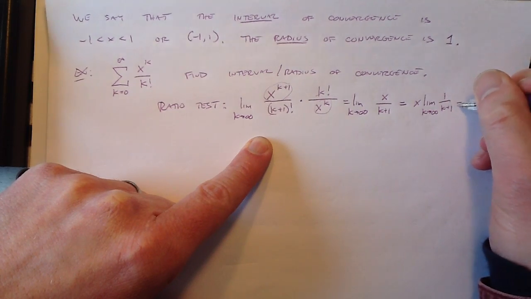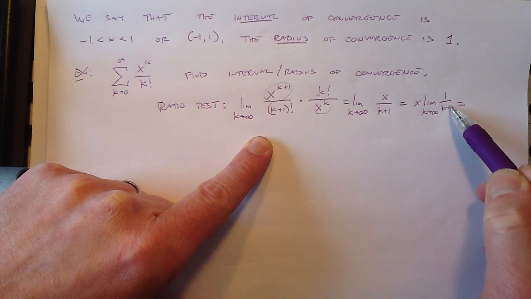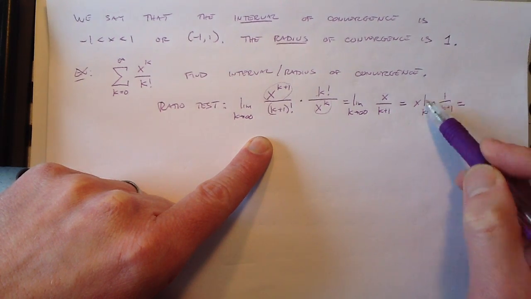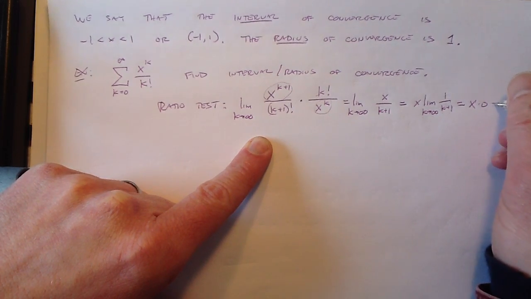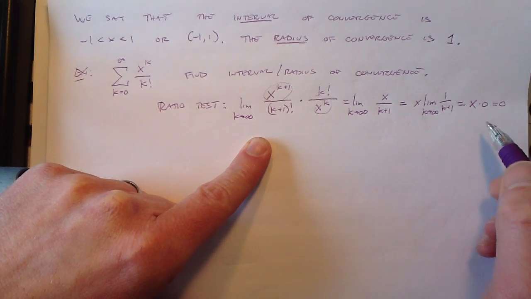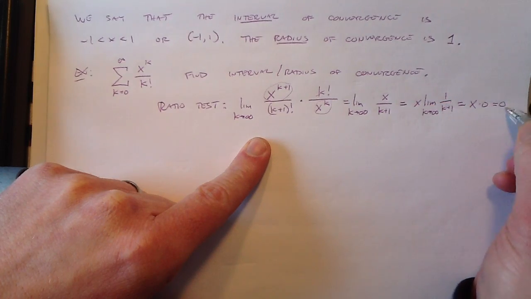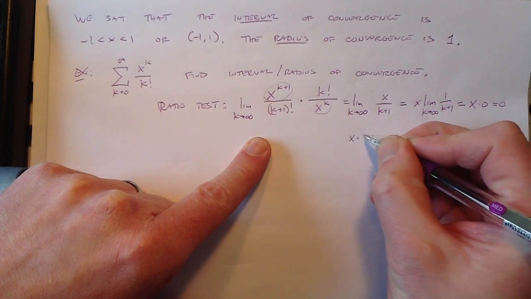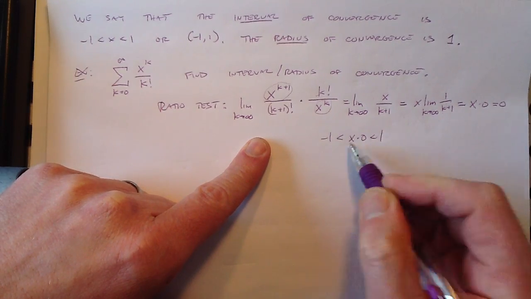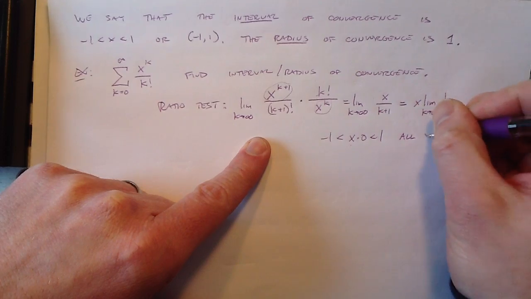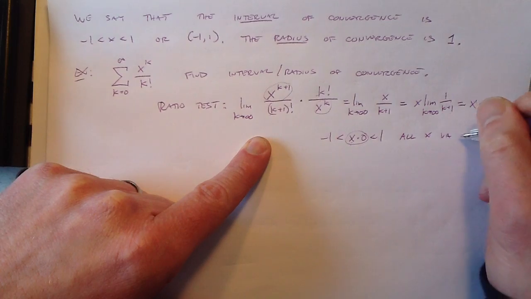And what's the limit as k approaches infinity of 1 over k plus 1? Well, as that goes to infinity, highest power is on the bottom, that's going to go to 0. And that's just 0. So here's a question. What values of x? So we want x times 0 to be in between negative 1 and 1. What values of x does this work for? This works for all x values, right? It doesn't matter what x is. 0 is always going to be in between those.